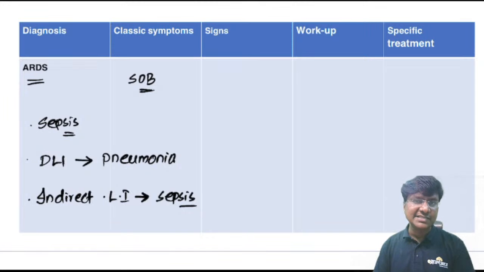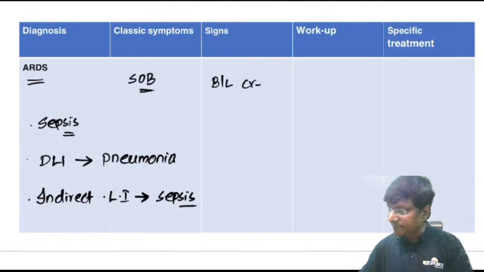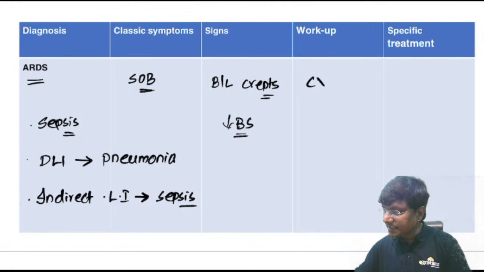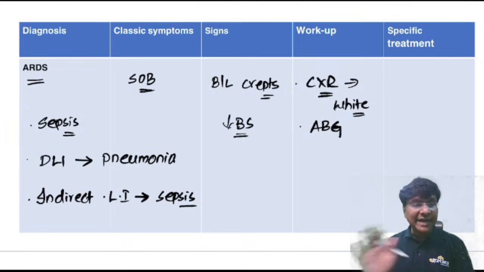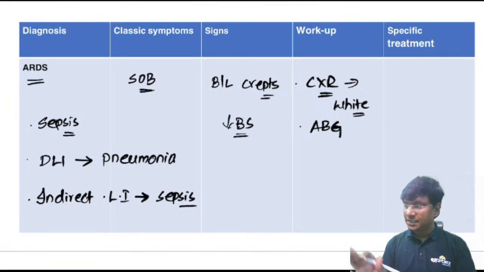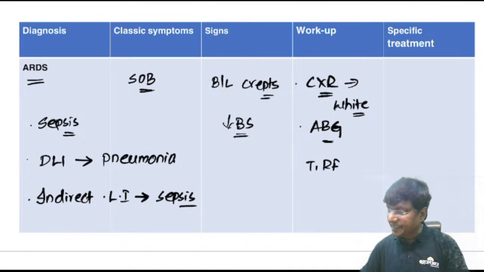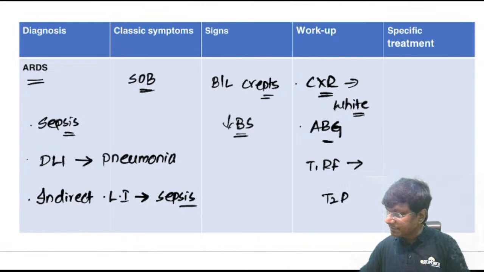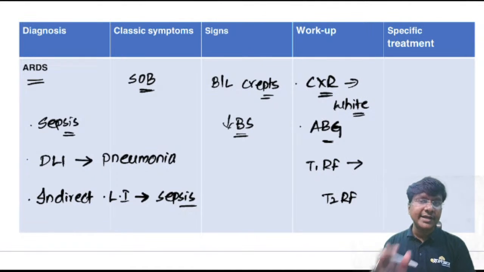Then, what will be the signs in these individuals? Whenever you auscultate, you can have bilateral crepts, and decreased breath sounds can be there. And in the workup, you will do a chest X-ray as well as ABG, arterial blood gas analysis. On chest X-ray, it will be a diffuse bilateral white-out lung; diffuse bilateral opacities will be there. And in ABG, the individual will have type 1 respiratory failure, but in very severe forms of ARDS, they can progress to type 2 respiratory failure as well. In mild to moderate, it is type 1 respiratory failure, where there is hypoxemia as well as hypocapnia. But in the very severe form, along with hypoxia, there will be hypercapnia as well.